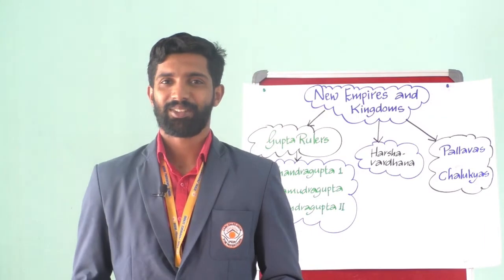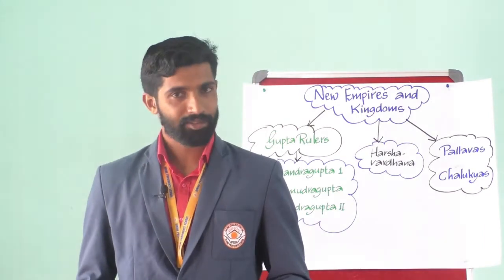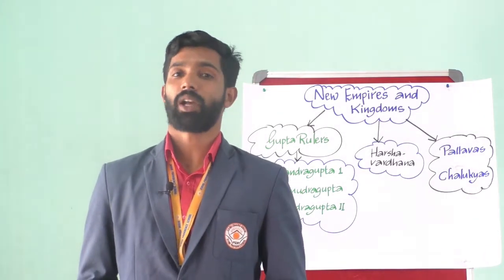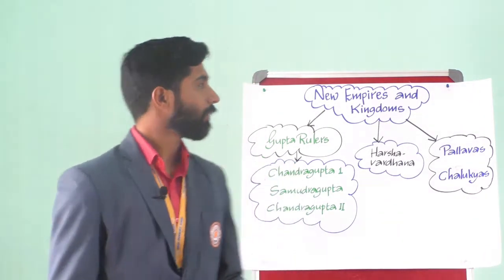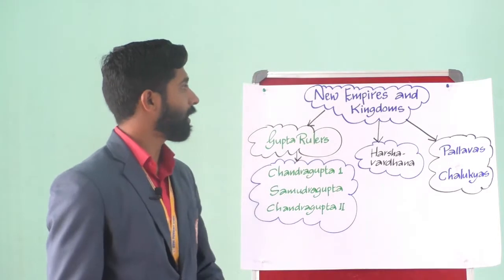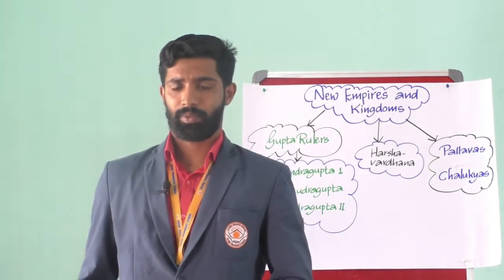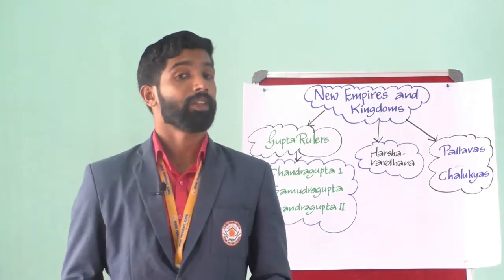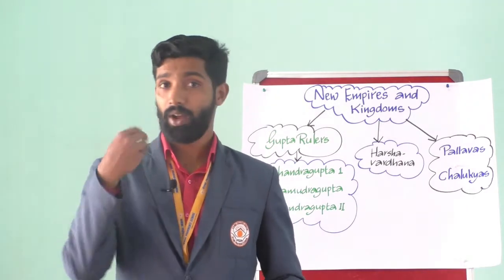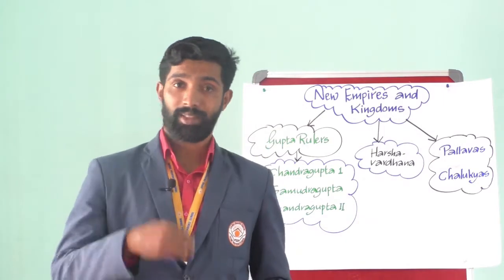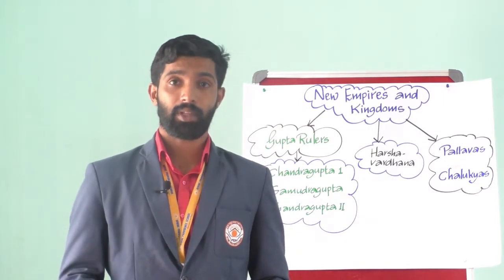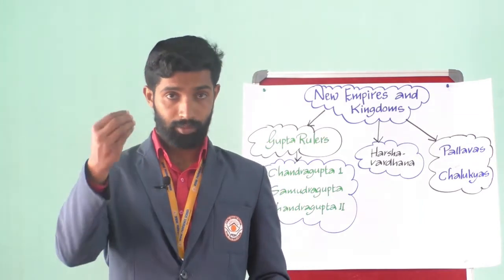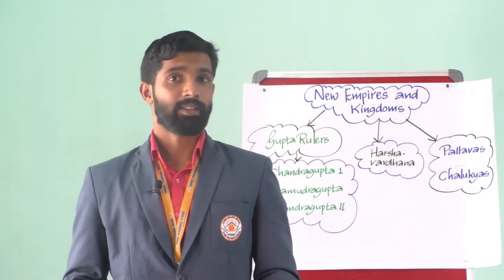Hello dear kids, welcome back to the social science class, and today we are going to discuss a new chapter from history, that is new empires and kingdoms. In this chapter we are going to learn about the Gupta rulers, how Gupta rulers administered their kingdom, and about the kingdoms of Harsha, the Pallavas and the Chalukyas.